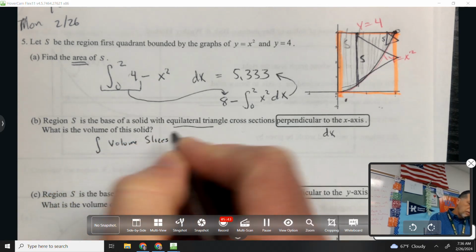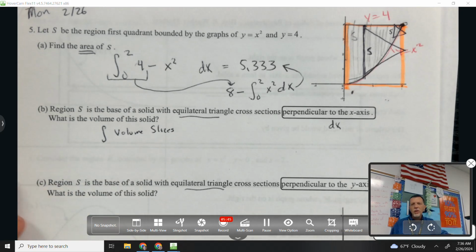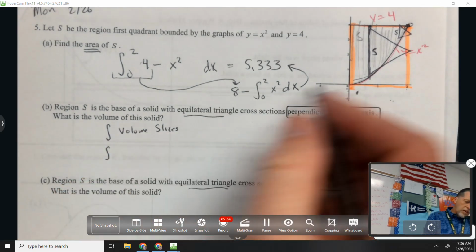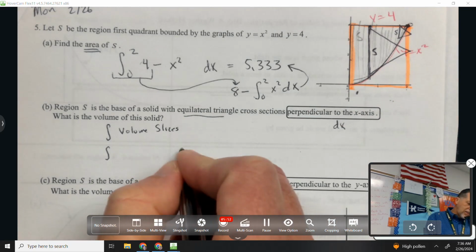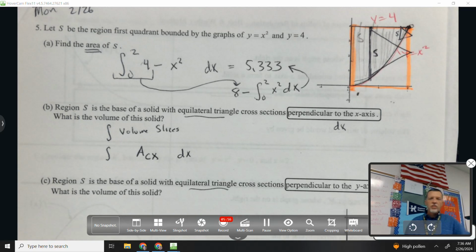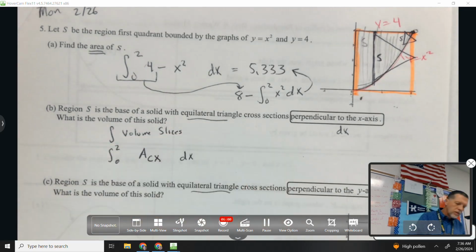Again, memorize as little as possible here. I'm adding up all the volume slices. The slice is dx thick, and then I need the area of that cross section, and we're going from 0 to 2.